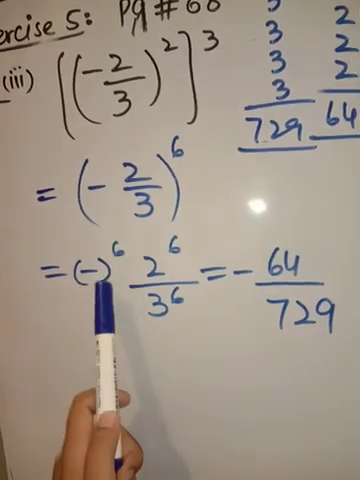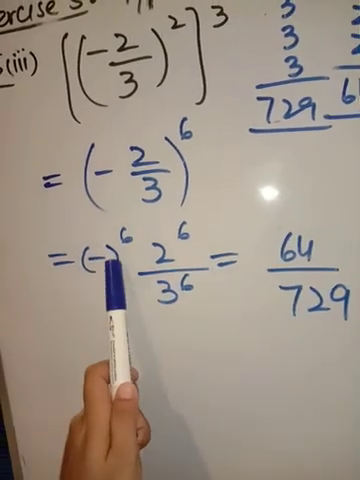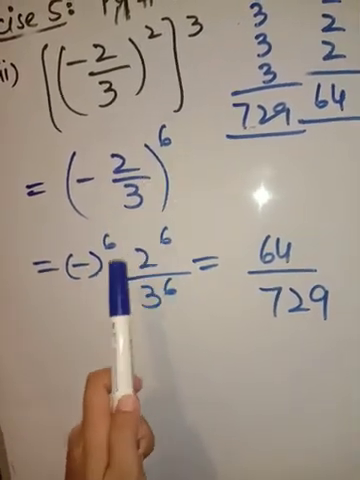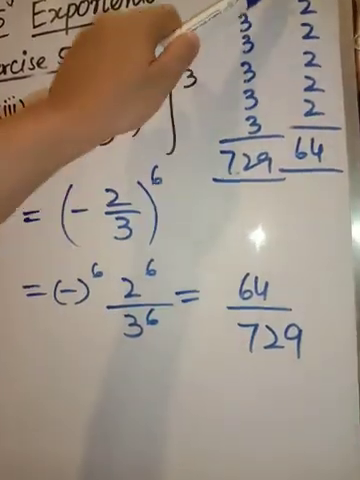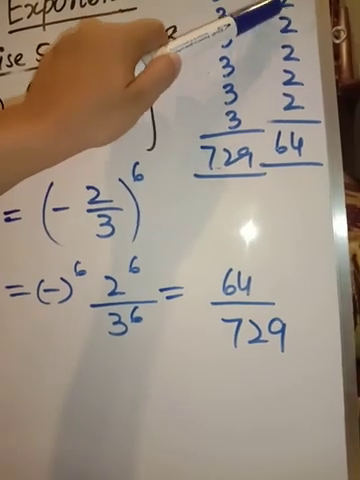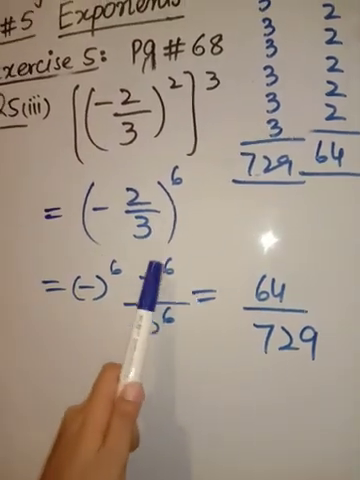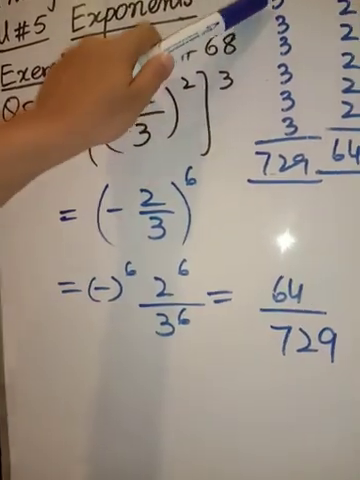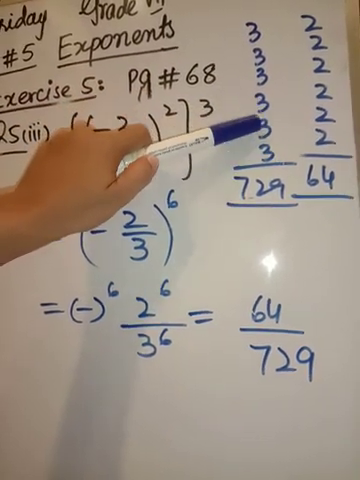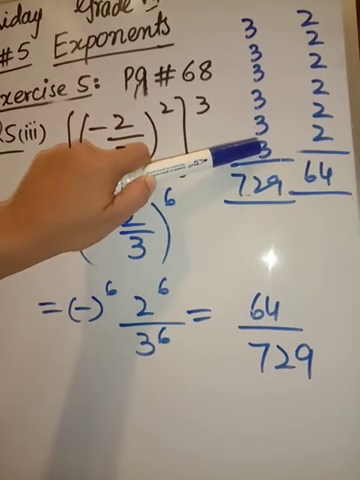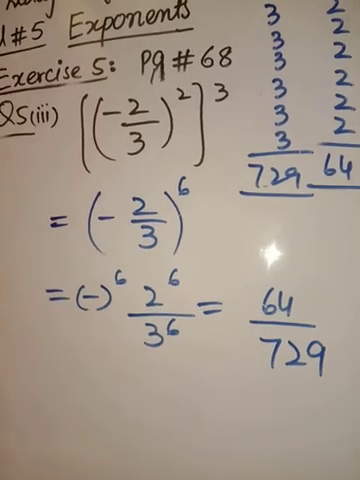Minus raised to power 6. 6 is an even number, so minus will not continue. Understand? 2 raised to power 6 and 3 raised to power 6. 2 to the 6 means you have to multiply 2 six times. 1, 2, 3, 4, 5, 6. 2 2s are 4, 4 2s are 8, 8 2s are 16, 16 2s are 32, 32 2s are 64. So 2 raised to power 6 is 64, and 3 raised to power 6 is 3 3s are 9, 9 3s are 27, 27 3s are 81, 81 3s are 243, 243 3s are 729. So you are left with 64 as numerator and 729 as denominator.